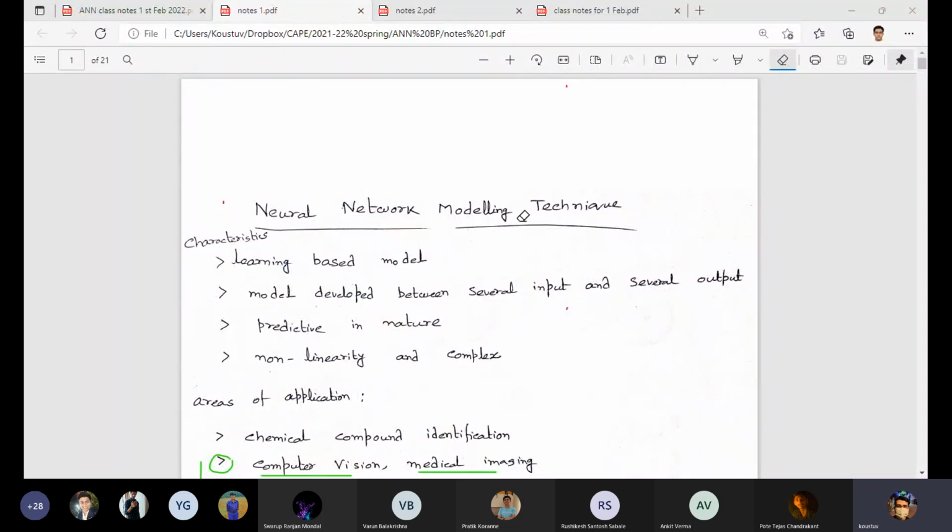Okay, so today we will be starting a new topic called the neural network modeling technique. Before we start, we want to have a broad idea about what this type of modeling technique is all about in general. So do you have any idea about neural network modeling?